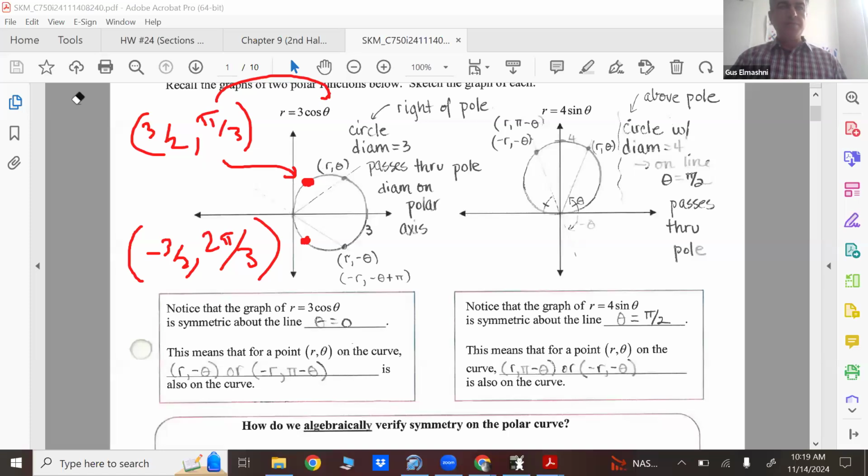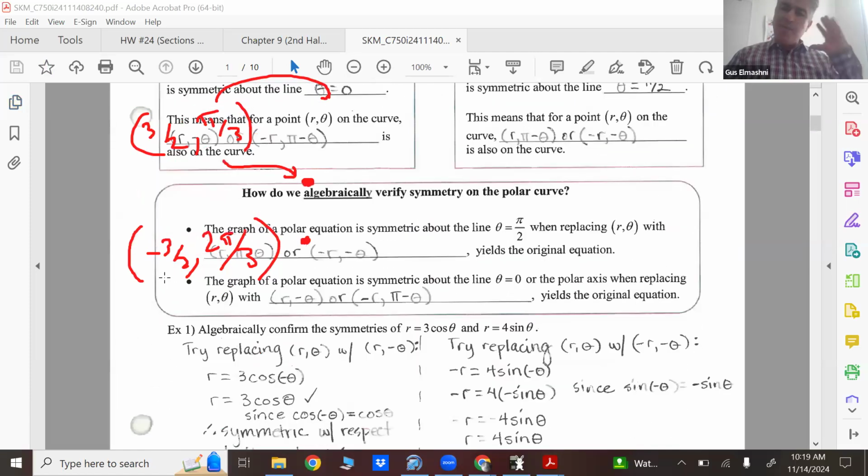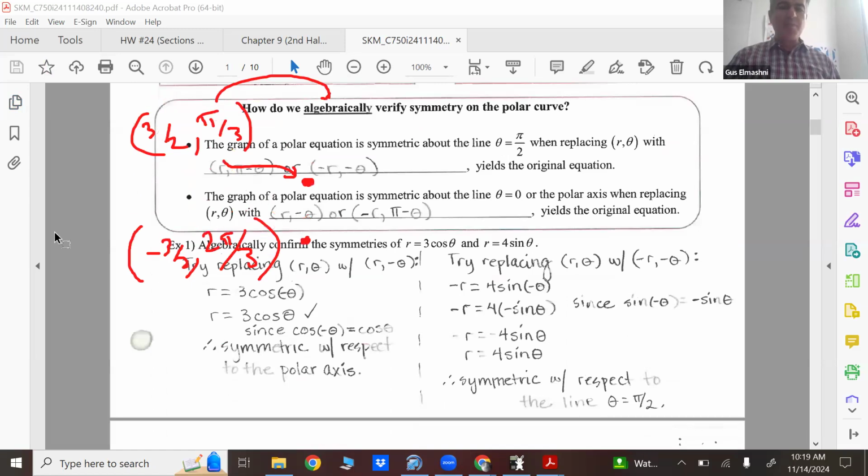Could you say that -3/2 comma 2 pi over 3 is equivalent to 3/2 comma negative pi over 3, which I did originally by switching the sign of theta? So when you switch the sign of theta, if you get the same r value, that's going to be symmetric about theta equals 0. 2 pi over 3 is not the same as negative pi over 3. No, but negative 3/2 comma 2 pi over 3 and 3/2 comma negative pi over 3 are the same. Okay, I know it's very mind bending. I get it. It looks like the directions are opposite.